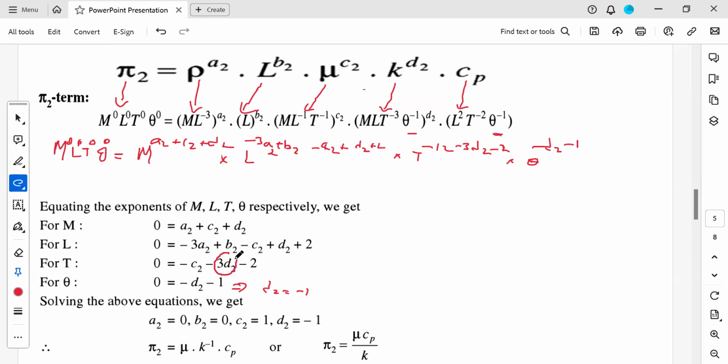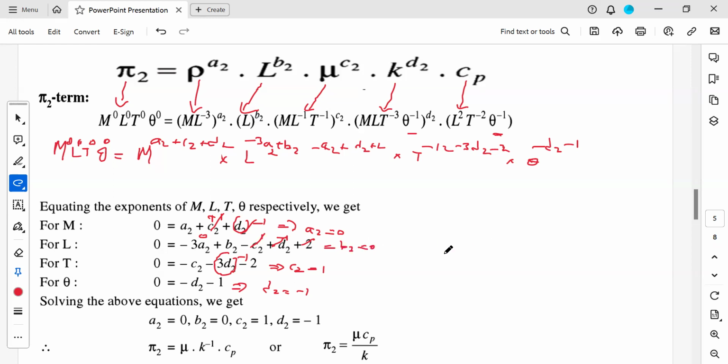Substitute d2 is equal to minus 1 here, you will get minus of minus c2 plus 3 minus 2, minus 1 plus 1. If this comes this side now, you will get c2 is equal to 1. So here if you substitute d2 is equal to minus 1, this is minus 1 and this is plus 1. So both will get cancelled, and you get a2 is equal to 0. Substitute a2 is equal to 0, c2 is equal to 1 and d2 is equal to minus 1, that implies the minus 1 will become minus 2, minus 2 plus 2 will get cancelled, and you get b2 is equal to 0 also.